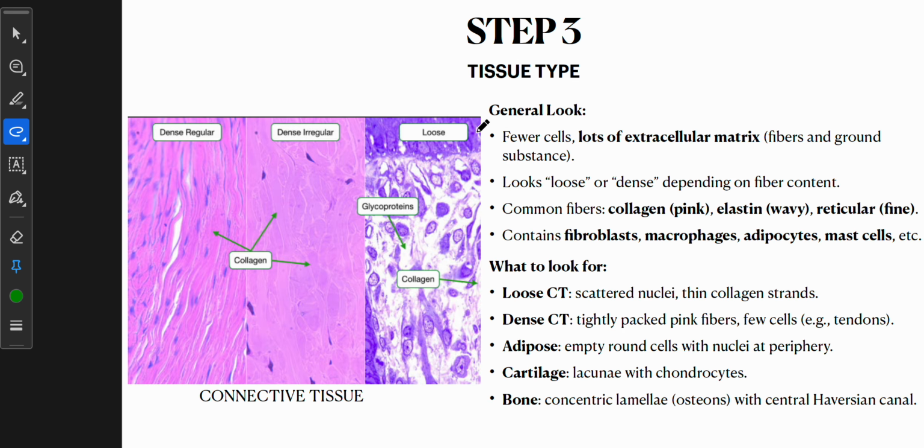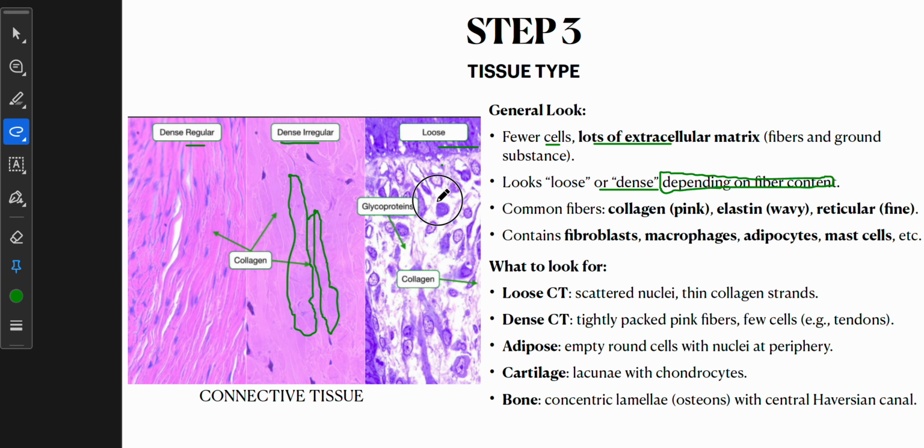And in connective tissue, there are different types, like dense, irregular, and loose. The collagen is different in different structures, and glycoproteins can also be there. In general look, there are fewer cells in connective tissue and lots of extracellular matrix. You can possibly look at that. There is a lot of extracellular matrix, right? And it also looks loose or dense depending on fiber content. It depends on fiber content to distinguish between dense or loose.